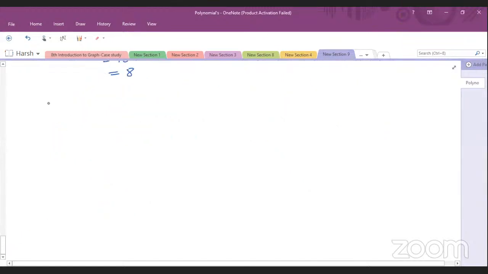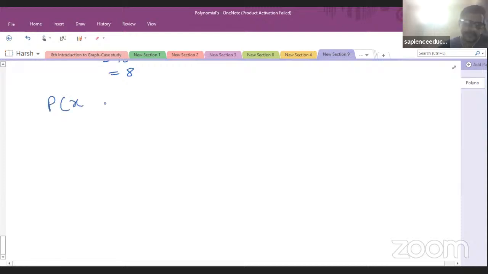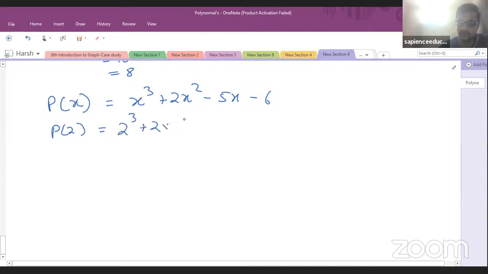Okay. So I'll give you an expression, p(x) is equal to x cube plus 2x square minus 5x minus 6. Find the value at 2. So 2 to the power 3 plus 2 into 2 square minus 5 into 2 minus 6. So 8 plus 8 minus 10 minus 6, which is what? 16 minus 16 is 0. So P(2) is equal to 0.